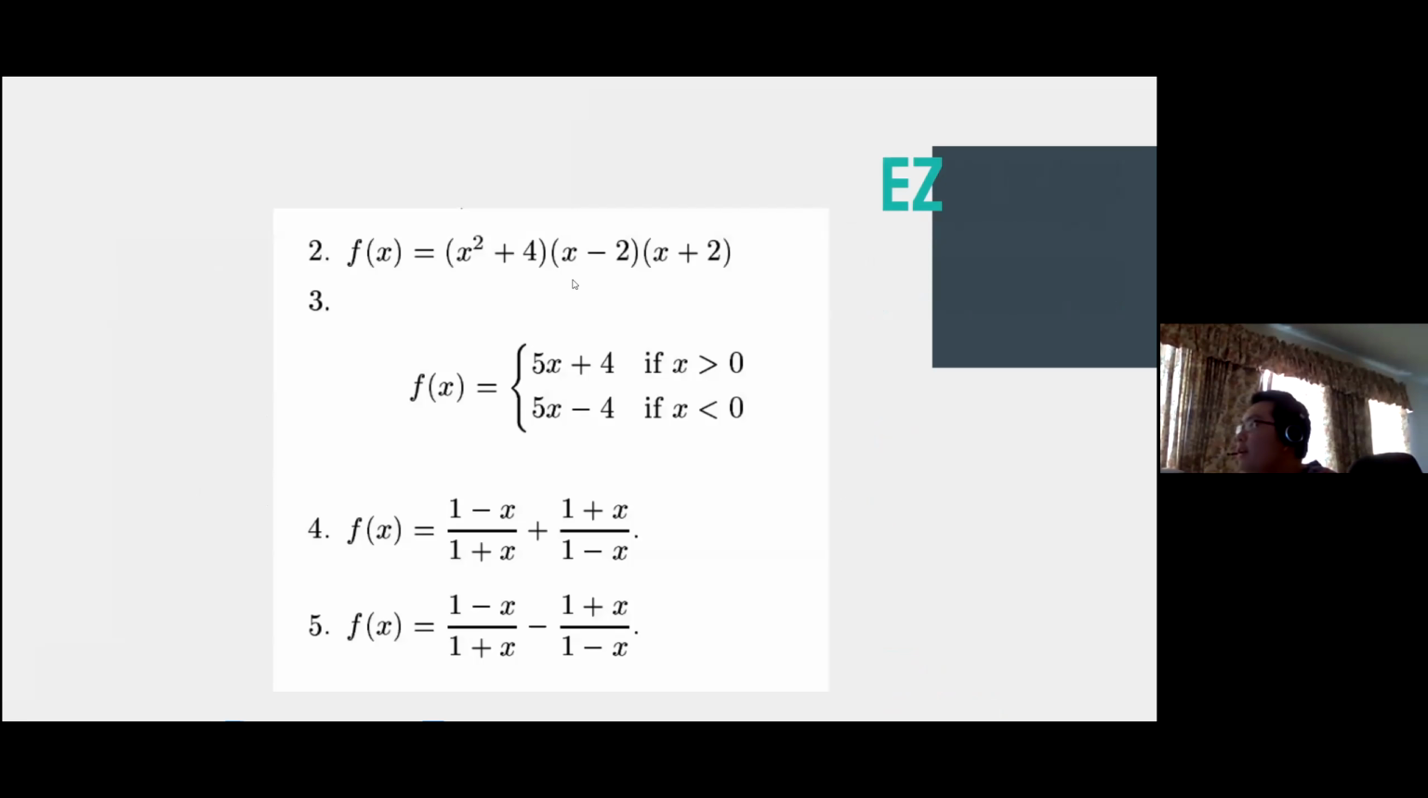So here, we'll just work through some of these. Let's start with question 2. Is question 2 even or odd? The cool thing is that you don't even need to simplify. Just combine some terms together, and you can immediately see if it's even or odd. You don't even need to do f(-x).